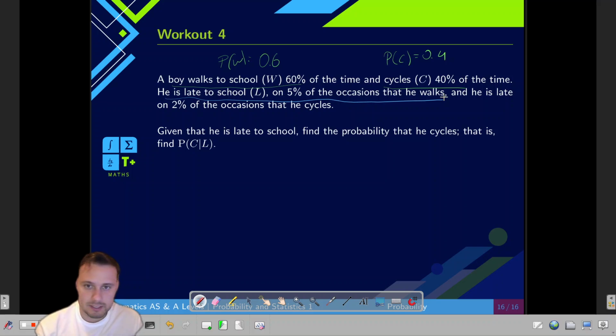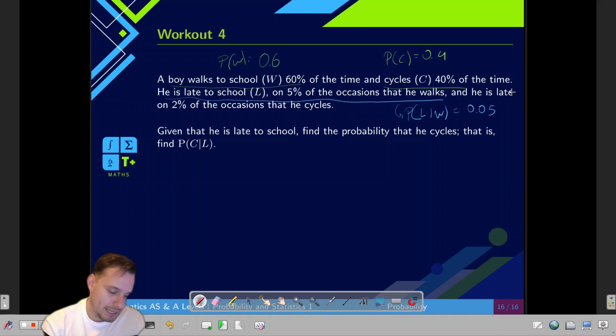I was looking at it unless he walks. Sorry, I was reading wrongly. He's late on 5% of the occasions that he walks. So how can this be interpreted? Well, this means that the probability that he's late, knowing that he walked, is, and watch out here, 0.05. If you didn't put the zero there, it would be 50%, and now this is just 5%.